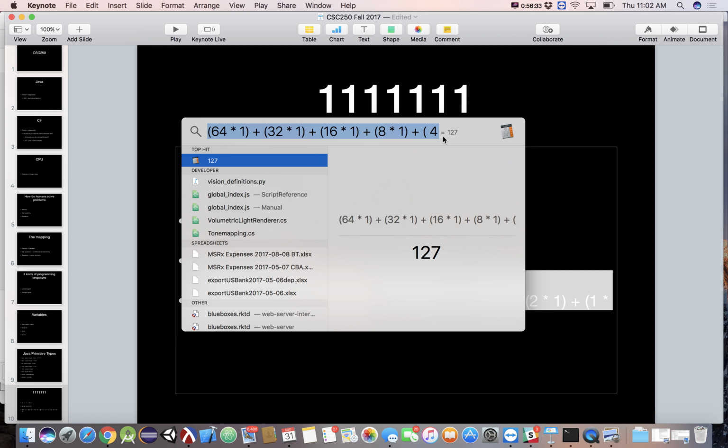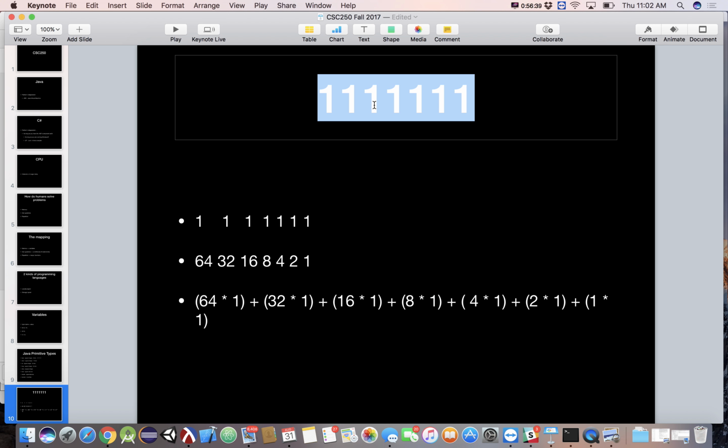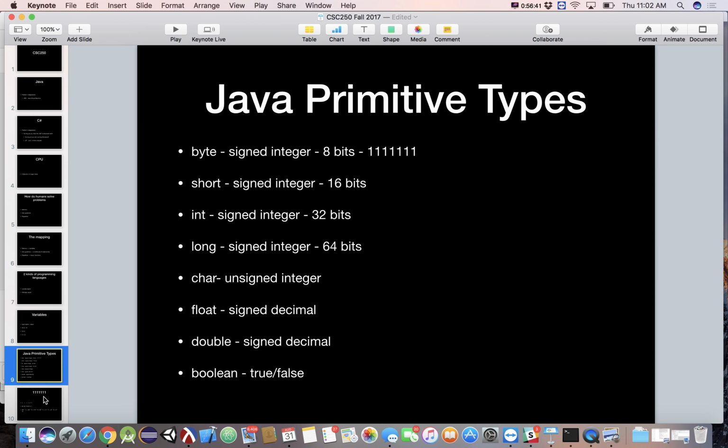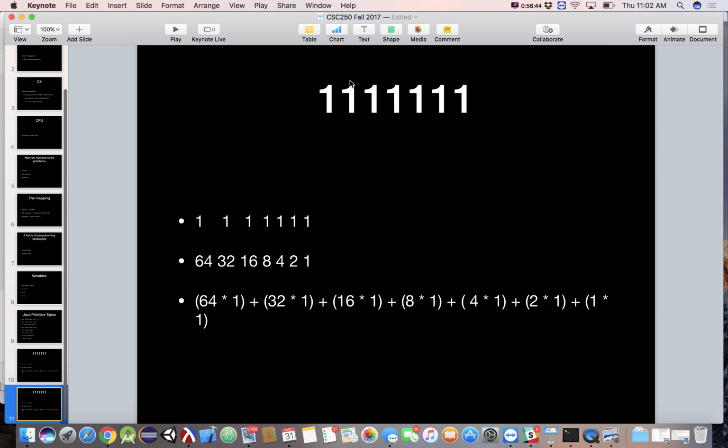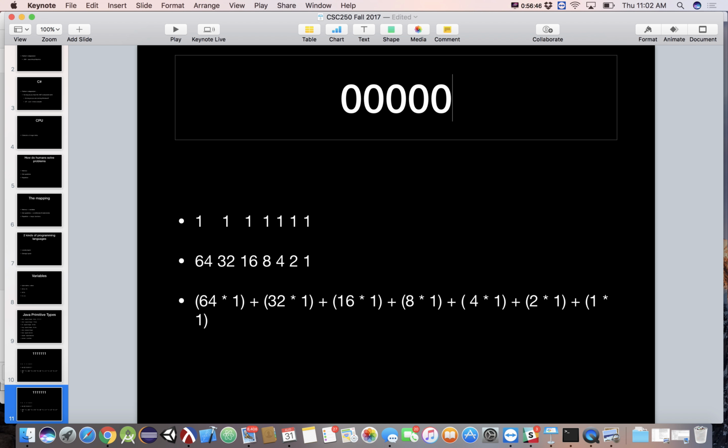Now, the smallest number is a bunch of zeros, right? So that is 0 times 1, 0 times 2, 0 times 4, 0 times 8, and so on, which gives you 0. 0 times anything will be 0, so you add up a whole bunch of zeros, you get 0.